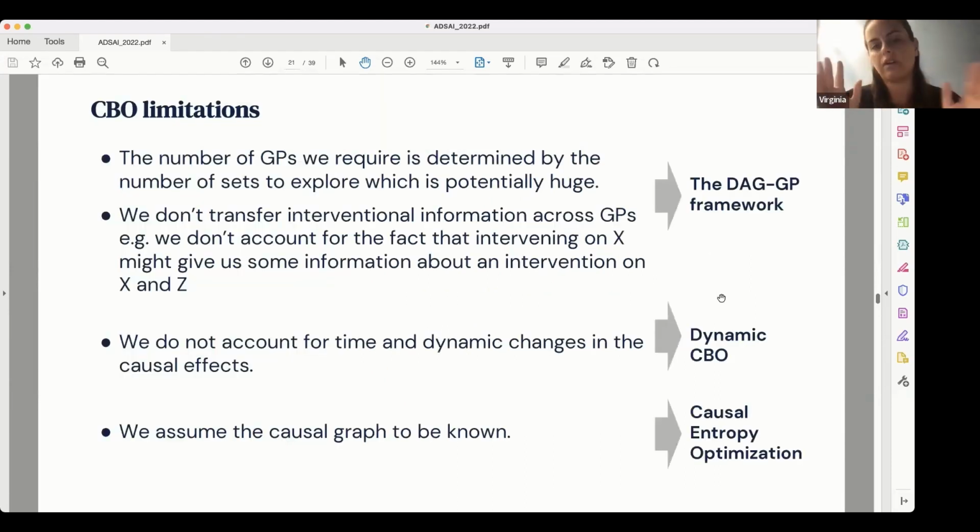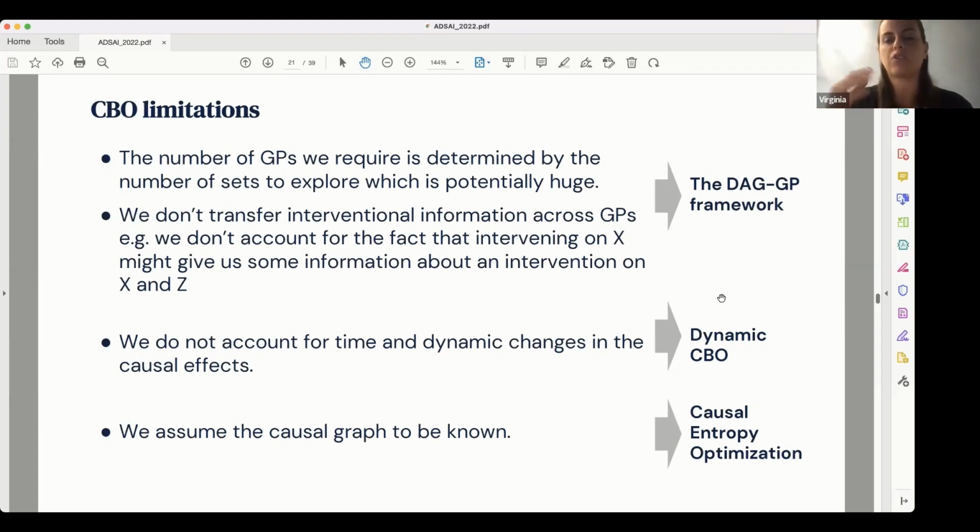Now we have different limitations for CBO, for causal Bayesian optimization. So first of all, you might have noticed that we have a lot of surrogate models that are associated to each causal effect in the graph, which might be potentially huge. And we also don't transfer interventional information across GPs. So every time that we intervene on a set, we only update the Gaussian process that is relevant to that intervention. So a way to avoid this is to construct a multitask model that can be used as a surrogate model in the same type of algorithm.